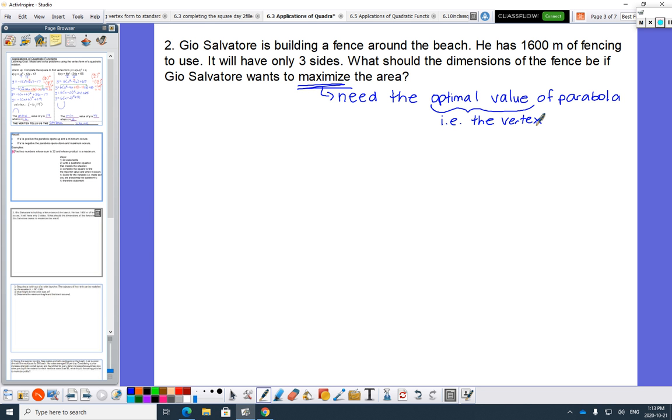So Geo is building a fence around the beach, okay? So let's say we have a beach. Those are my waves, okay? So he's going to build a fence around the beach. He has 1,600 meters of fencing. It'll only have 3 sides, so we're not going to fence the water, which makes sense. What should the dimensions of the fence be if he wants to maximize the area, okay?